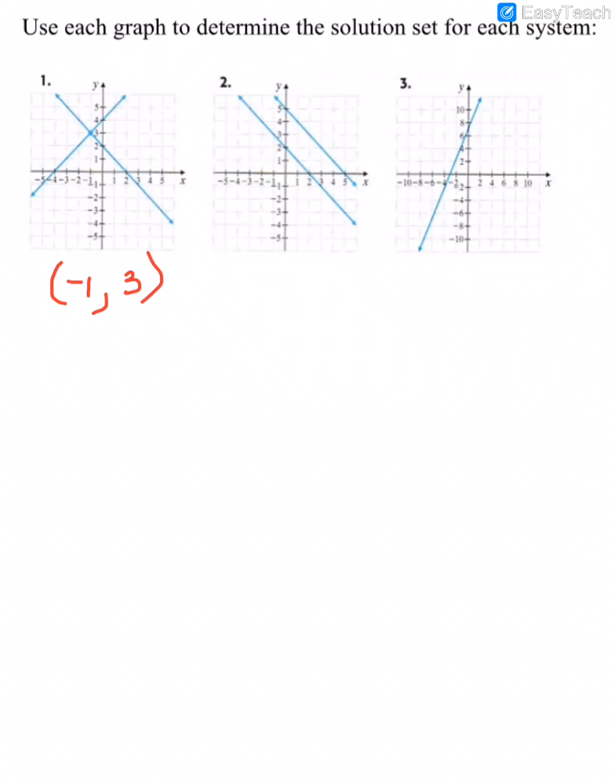In number 2, the lines are not crossing. That's an inconsistent system. But the solution would be no solution. Then for number 3, it's the same line, and so there's an infinite number of solutions. This is a dependent system, but the solution would be infinitely many solutions.